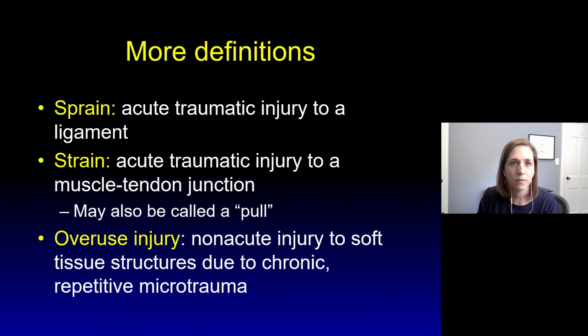A few more definitions that will help us as we go through: a sprain is an acute traumatic injury to a ligament, versus a strain, which is an acute traumatic injury to the muscle tendon junction. And this may also be called a pull. So a pulled muscle would be a strain, versus a sprain, which is in the ligament. There are also overuse injuries. So there may not be an acute injury that the patient recalls, but maybe there's chronic, repetitive microtrauma going on to the soft tissues that can contribute to this overuse injury.